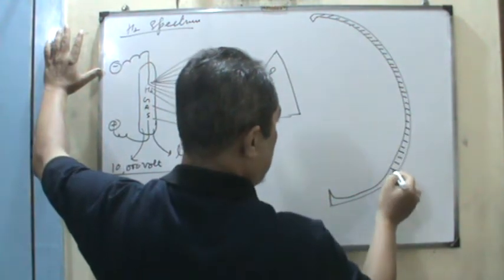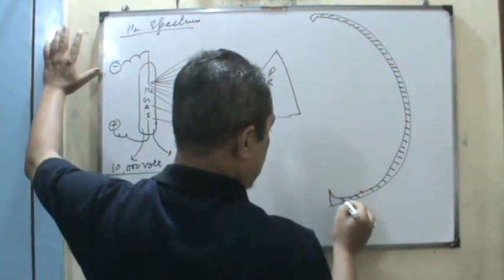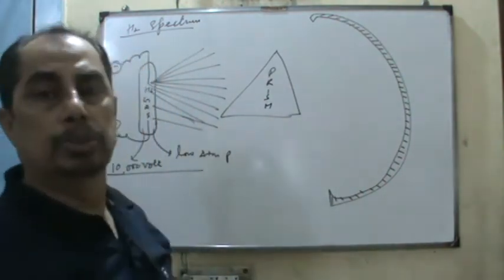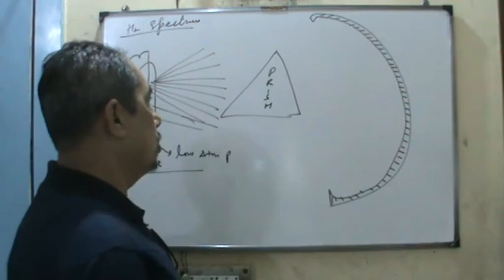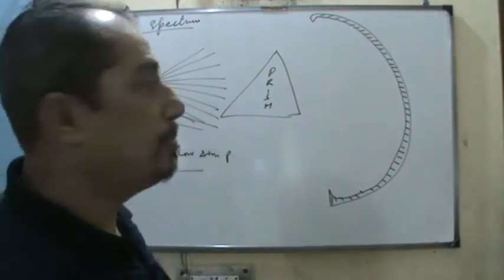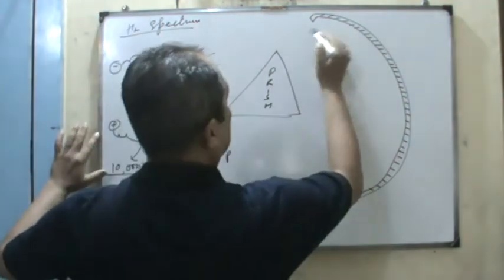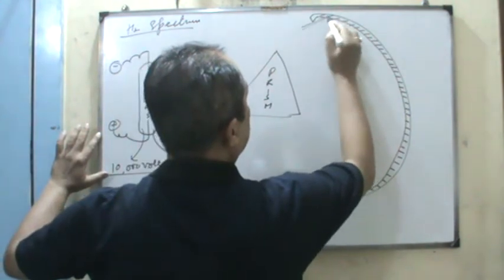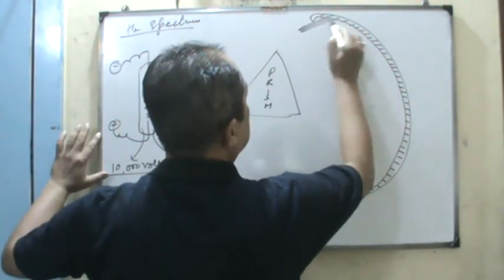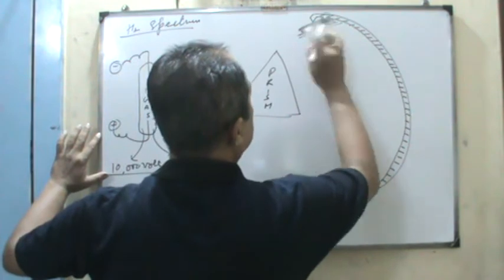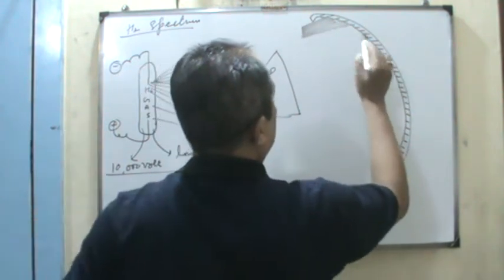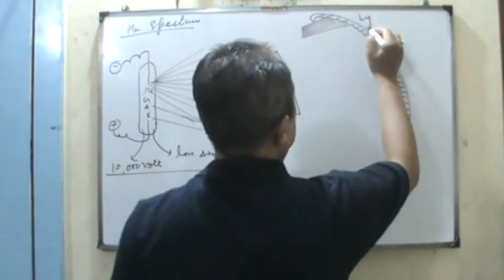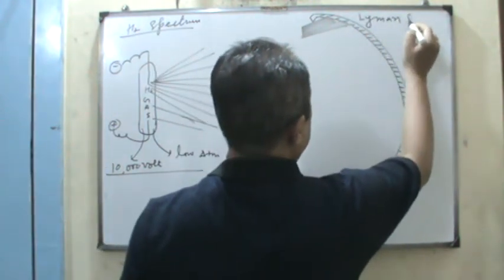These lines are separated from each other by their difference in wavelength, so these are called line spectrum. The hydrogen spectrum is one of the best examples to explain the line spectrum. On this side, a large number of lines are obtained, and it is known as what series? Lyman series.